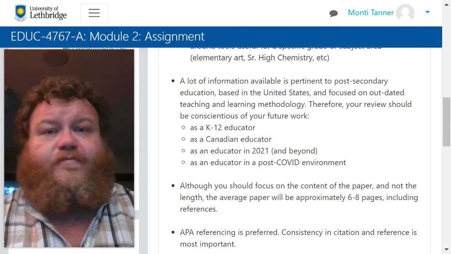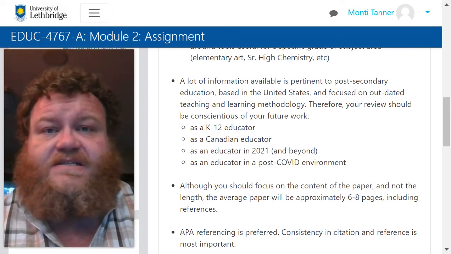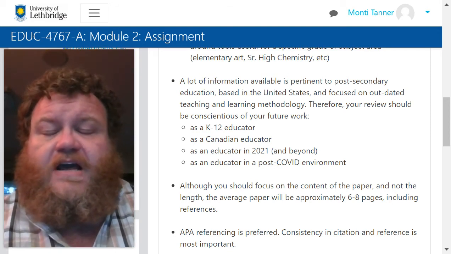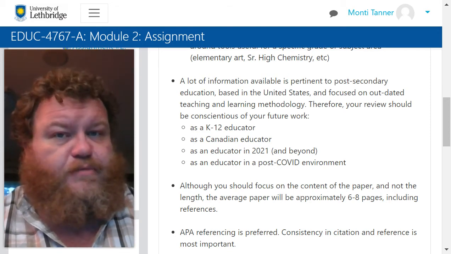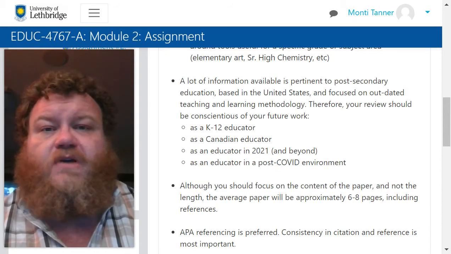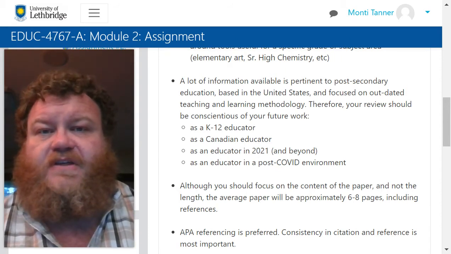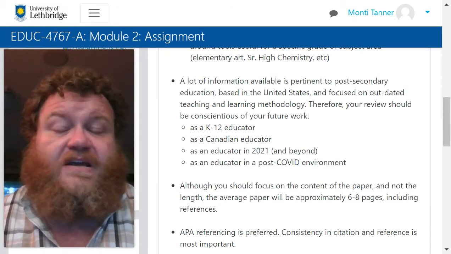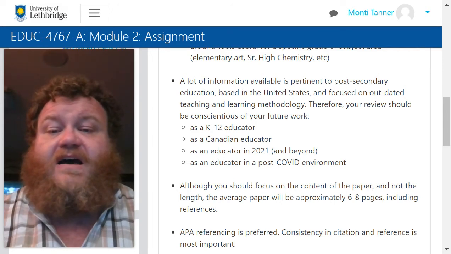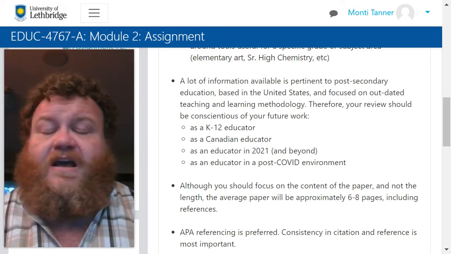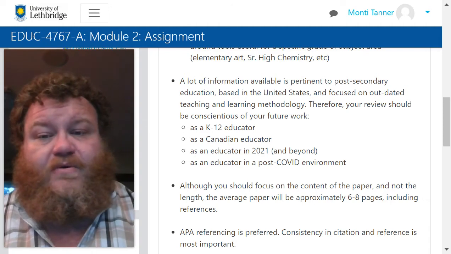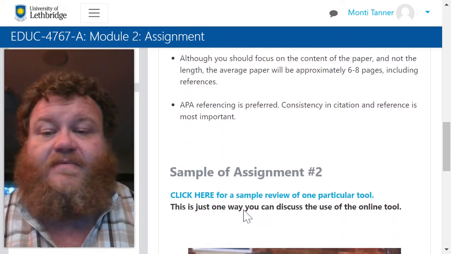Now, a lot of the information that's available is fairly universal. There's a lot out there at the post-secondary level. So try and focus again on something that's Canadian, something that's K-12, and something that's current. So that might help you narrow your focus down.